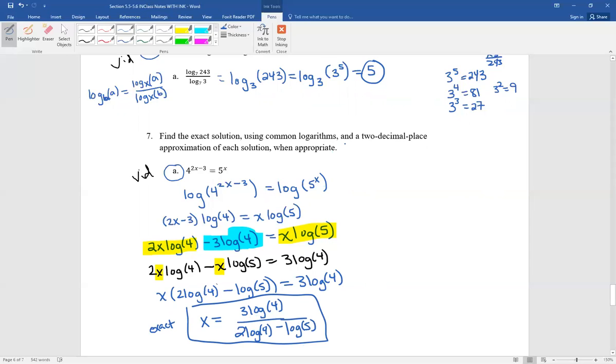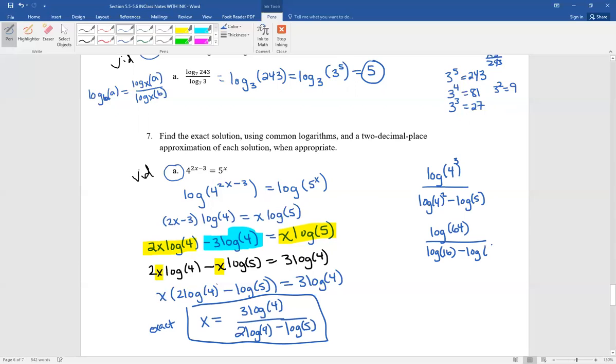Now, the only problem is they also want a 2 decimal approximation. So it's better sometimes to simplify that down a little further. I told you it wasn't required, but it'll help you. So we can put the numbers in front of each log back up as a power. So this would become log 4 to the third over log 4 squared, because we're moving the 2 back up, minus log 5. You can work out each of those individual pieces. So that'd be 64 if we cube it. This would be 16.